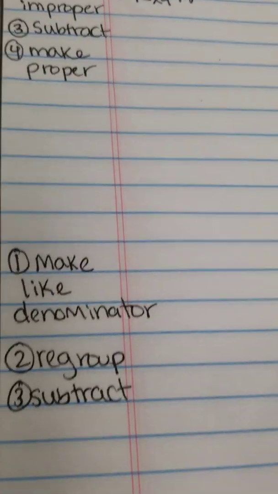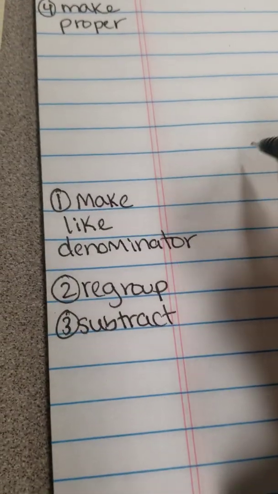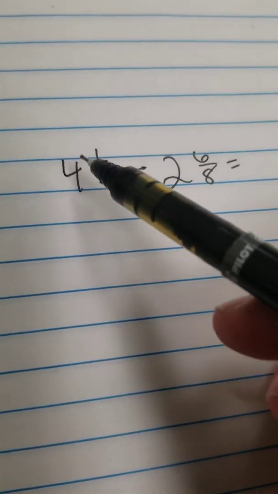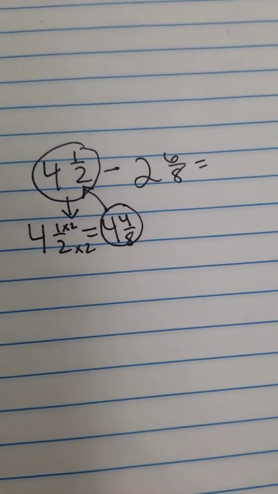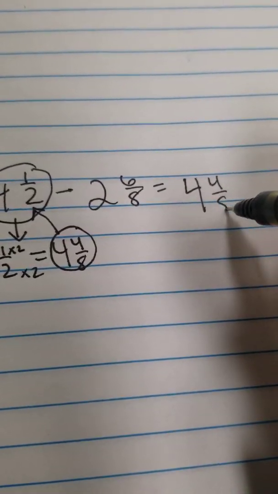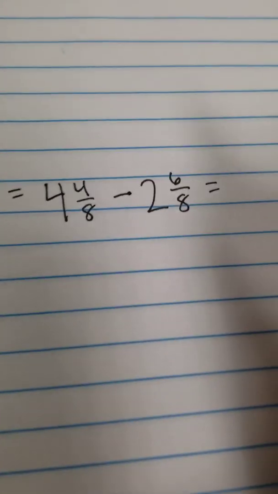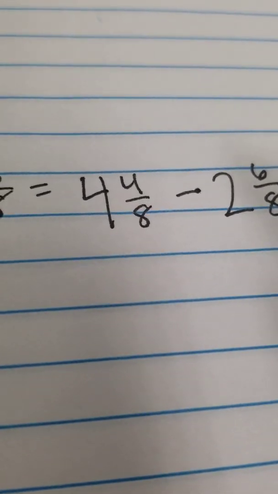I'm going to do the same problem, but I'm going to use the other strategy with regrouping. So the problem, 4 5/6 minus 2 6/8. I'm going to start the same way by making this into a denominator of 8. So my new mixed number is 4 and 4/8. I'm going to rewrite it, 4 and 4/8 minus 2 and 6/8. Okay. So now again, I can't do 4 minus 6, so I'm going to have to regroup.